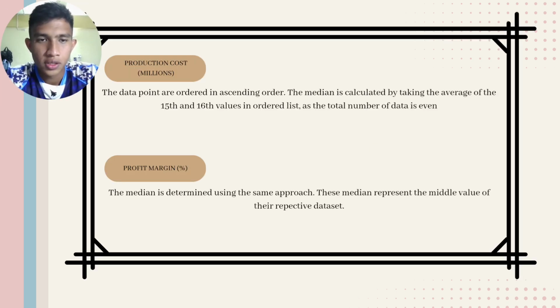So the explanation about how to calculate the median for production cost is that the data points are ordered in ascending order. The median is calculated by taking the average of the 15th and 16th values in the ordered list, as the total number of data is even. For profit margin, it is also the same. The median is determined using the same approach. This median represents the middle value of their respective data set.